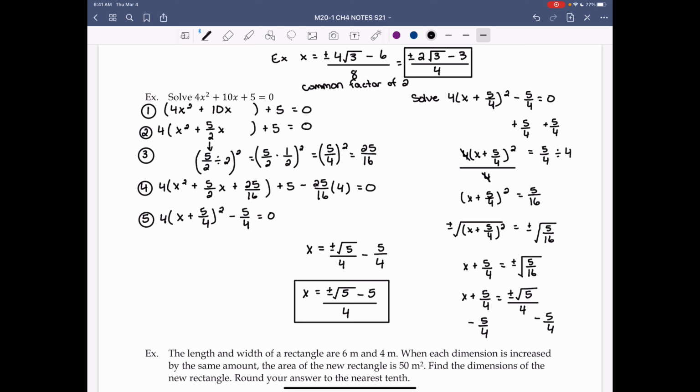So we had a common factor of 2 for all of our coefficients, which were the 4, the 8, and the 6.